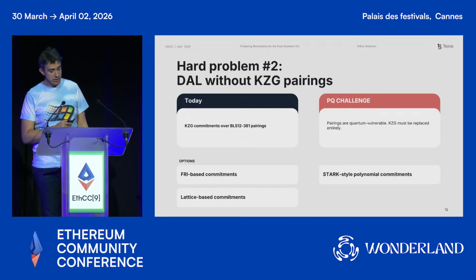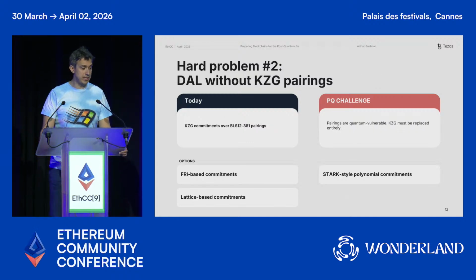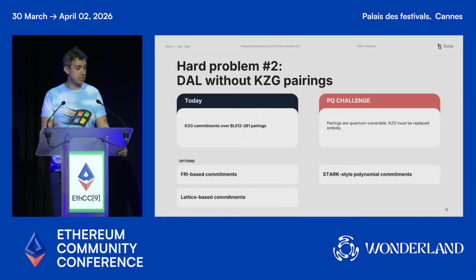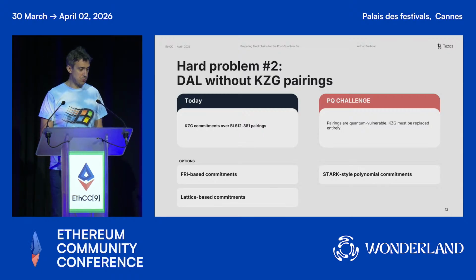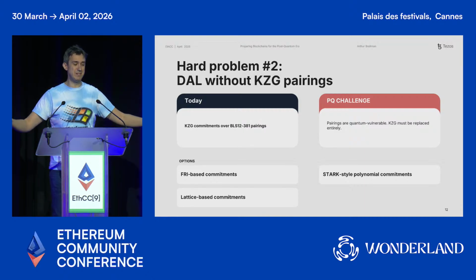Hard problem number two: doing the data availability layer without KZG pairing. That one is a little bit better. You can use FRI-based commitments instead of those KZGs. You can do lattice commitments. You can try to use Starks. I like the FRI-based commitment for this because it mimics pretty closely what you're doing with the polynomials in the first place. So this one is a bit harder than the aggregation. The aggregation is really the annoying one, if we're being honest, because you're making a big proof out of many statements.